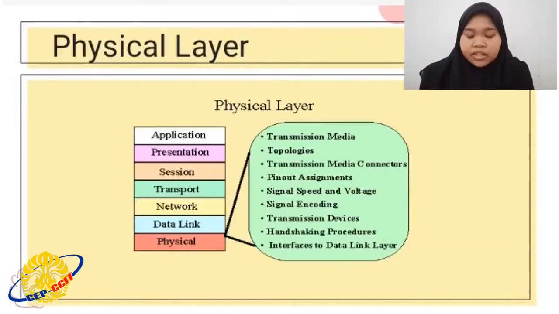In the physical layer, there are 9 points. There are transmission media, topologies, transmission media connector, pin-out assignment, signal speed and voltage, signal encoding, transmission devices, handshaking procedures, and interface to the data link layer.